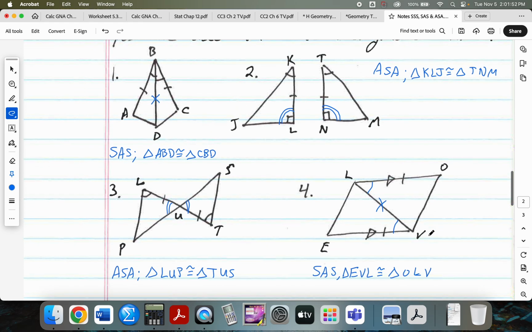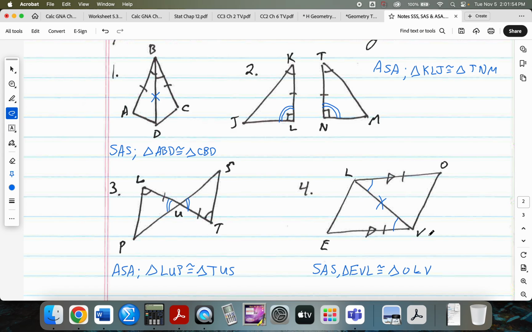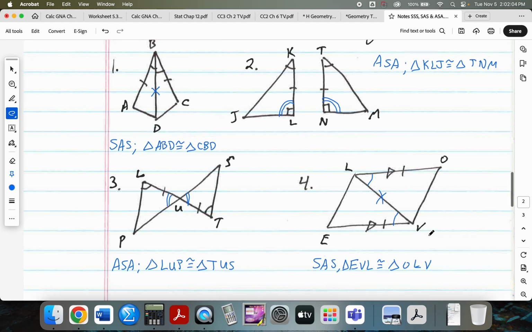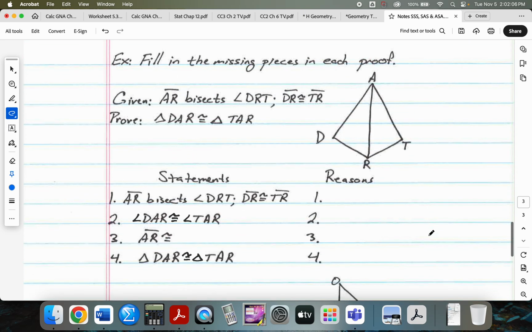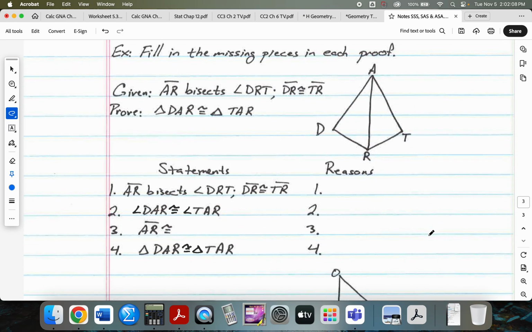Before we go on, I'll point out to you that all of these worked. Sometimes you don't have enough information and you just have to put none. There is nothing that will prove those triangles congruent. All right, so let's fill in the parts on proofs. By the end of this unit, you'll be writing proofs on your own.